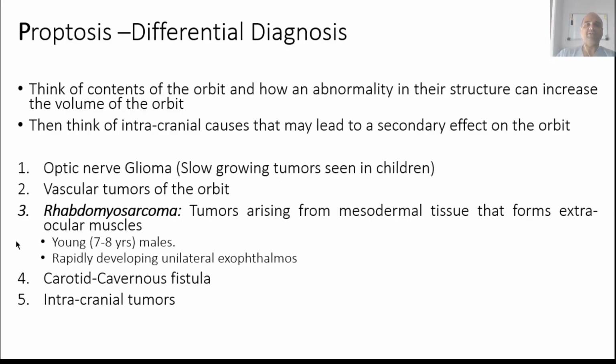Rhabdomyosarcoma is sort of important. This is a tumor that arises from the mesodermal tissue that forms the extraocular muscles. It is sort of a rapidly developing proptosis most of the time, and it is usually a unilateral condition. It's seen in young patients, young males between 7 and 8 years of age. Carotid cavernous fistula is something that can cause proptosis simply because of dilating vessels within the orbit, and intracranial tumors can have a secondary effect on the orbit as well.